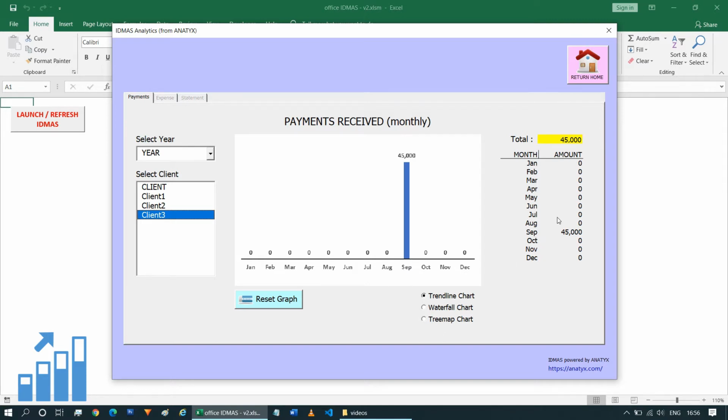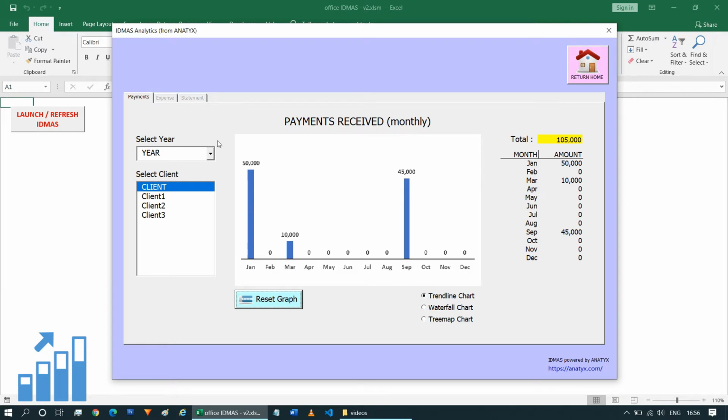Here you will see the summary. So total payment for whatever selections you make on this side, you will see the total amount month on month and also the final amount here. Similarly, if you click on reset graph, everything will be unchecked. It will basically come back to its original state.